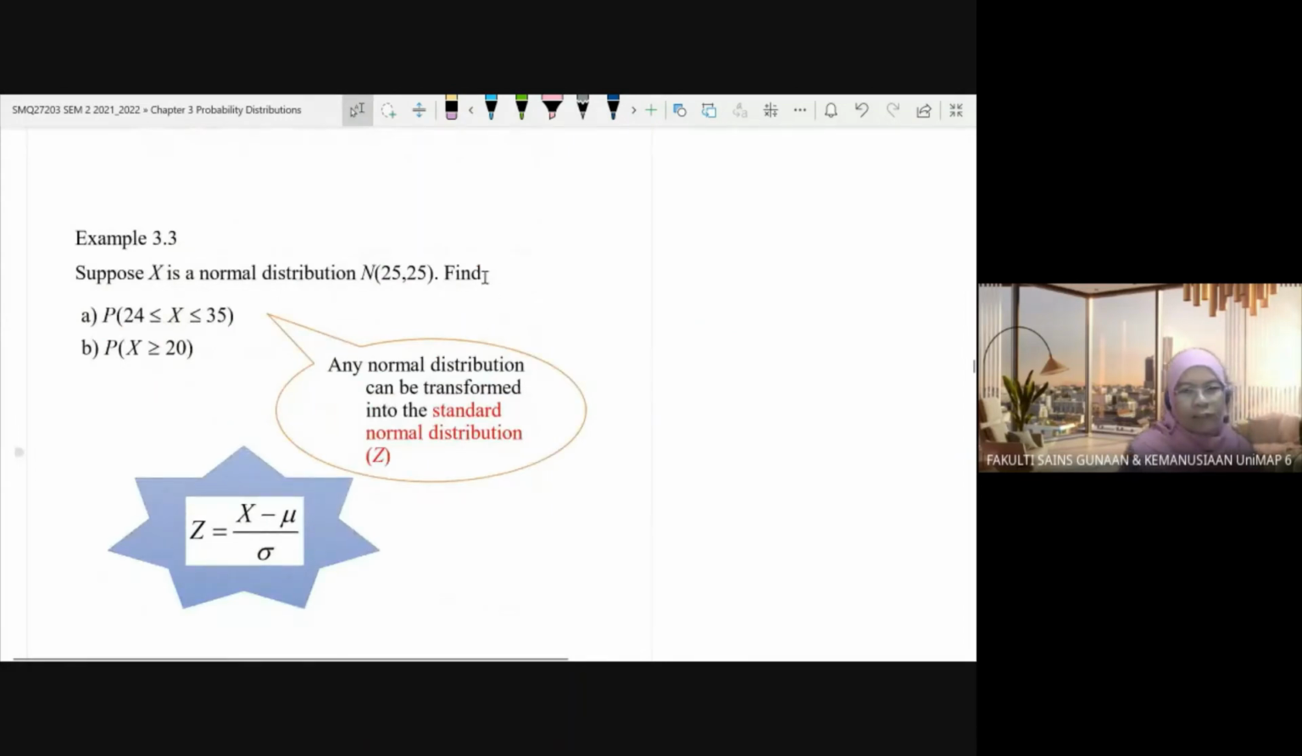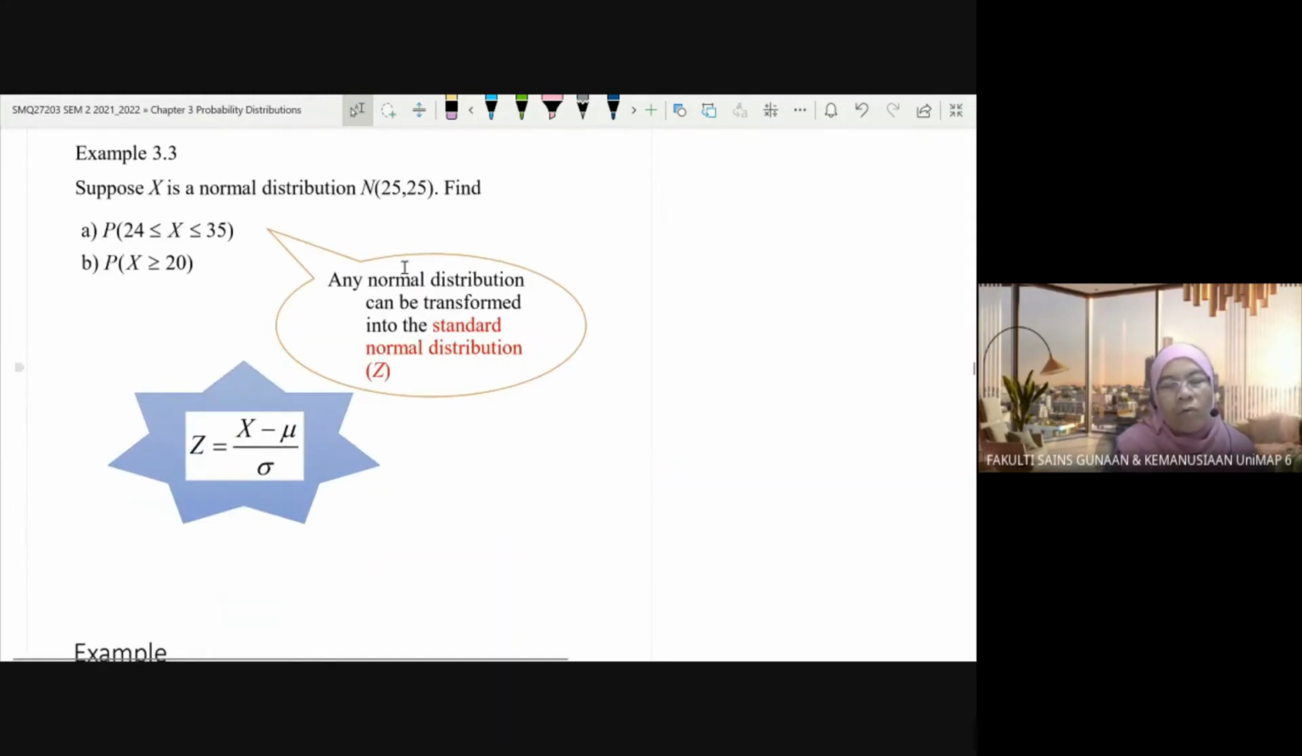Okay, now this is the most important part, class, because your given question will not be given in terms of standard normal. It will be given in terms of the normal distribution, the original distribution of the problem. So for this particular case, let's say this is the simplest question given to you. Suppose X follows a normal distribution with mean mu equal to 25 and variance 25.